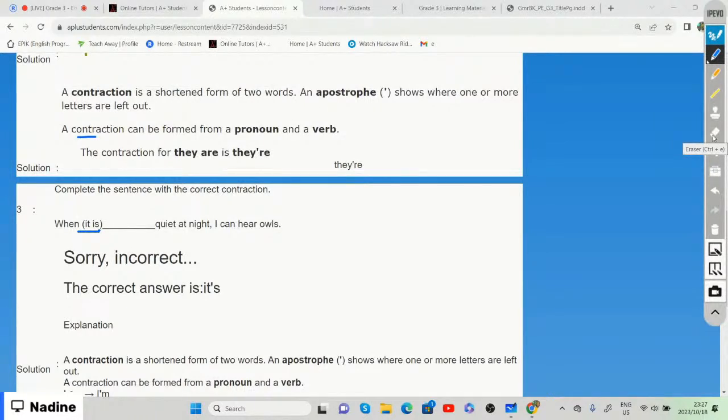All right. If we write the correct contraction of it is, yes, beautiful, it stays the same. We then leave out the I, put the apostrophe in its place, and just add our S. So the contraction of it is is it's. Well done. It's is correct.